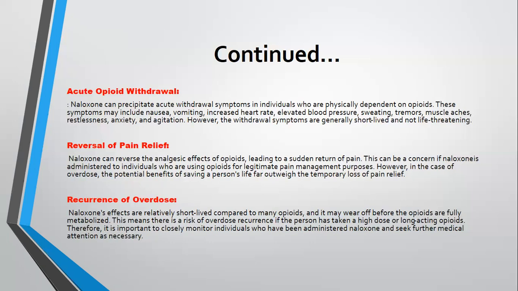Recurrence of overdose. Naloxone's effects are relatively short-lived compared to many opioids, and it may wear off before the opioids are fully metabolized. This means there is a risk of overdose recurrence if the person has taken a high dose of long-acting opioids. Therefore, it is important to closely monitor individuals who have been administered naloxone and seek further medical attention as necessary.